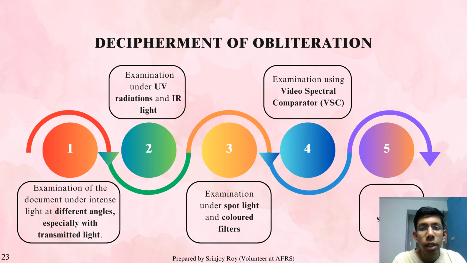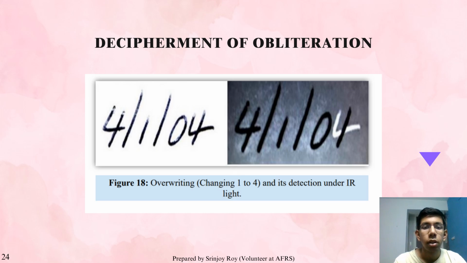How will you decipher obliteration? As I said, you can use a device which is known as VSC. We'll study that device in detail. We can use Starrett filters, we can use UV radiations, we can use IR light, we can throw light at different angles. In these ways we can determine obliteration. This is another example of obliteration.